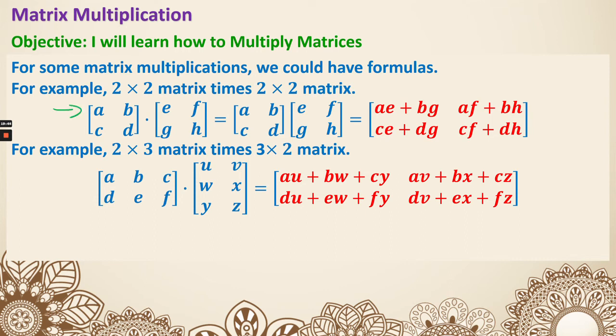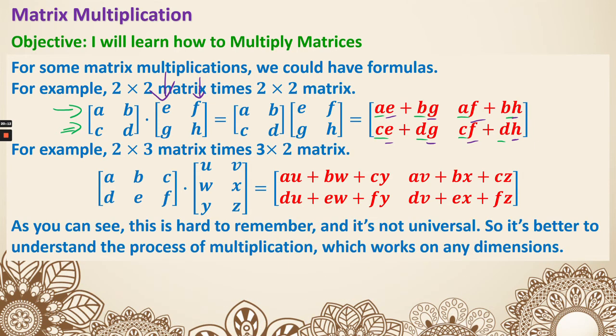You see, first row, A, B. Second row, C, D. First column, we have E, G. Second column, F, H. So it still works with the procedure. So you see, for these, it's pretty hard to remember. It's also not universal because you have a formula for every single different setup. So it's better to understand the process that we just went over, which would actually work for any dimension. It's a universal method.